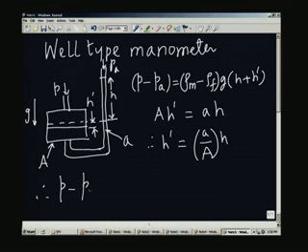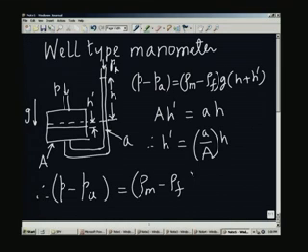So, P minus P A is equal to rho m minus rho f into G into H plus H prime. So, H I can take it outside, multiplied by 1 plus A by A.